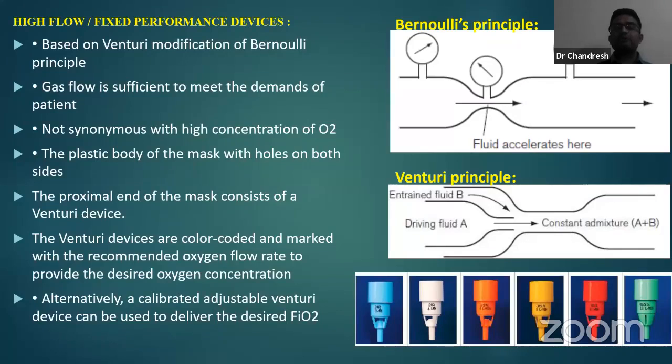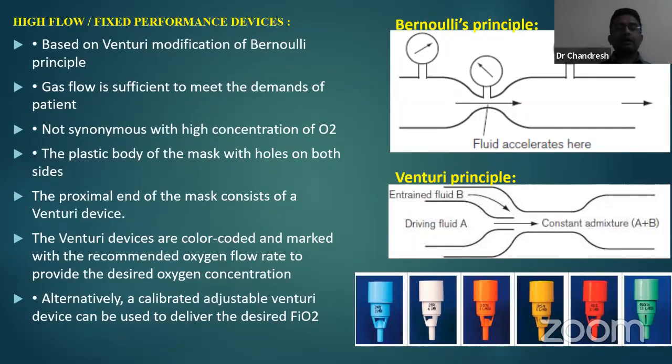The plastic body of this Venturi mask has holes on both sides, and the proximal end of the mask consists of the Venturi device. So here you can see almost six different types of Venturi devices. These we can connect either with the T-piece or with the Venturi mask. The Venturi devices are color coded. Here you will find the FiO2 also written on the mask.